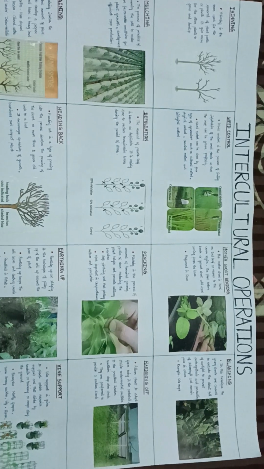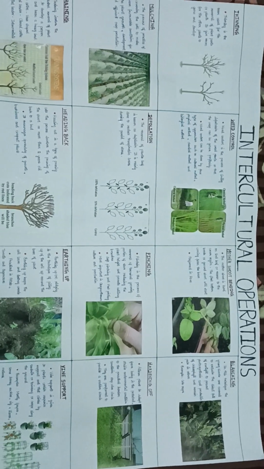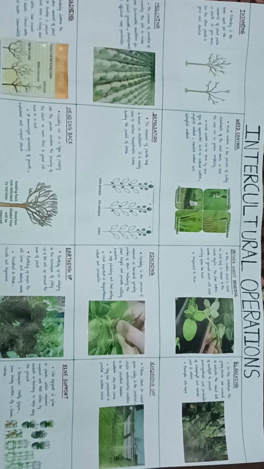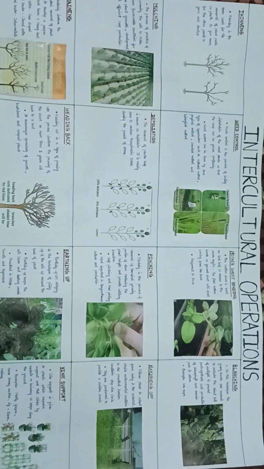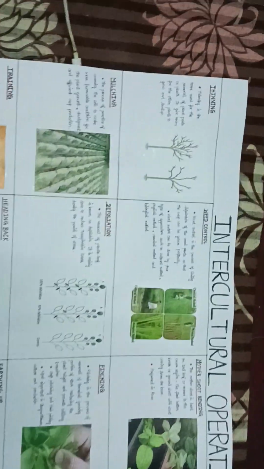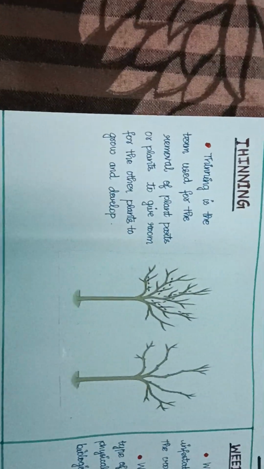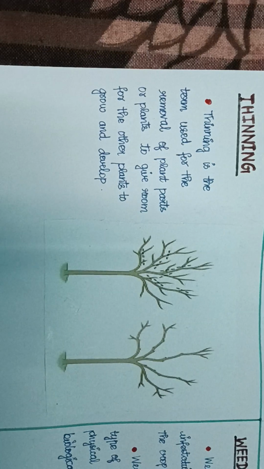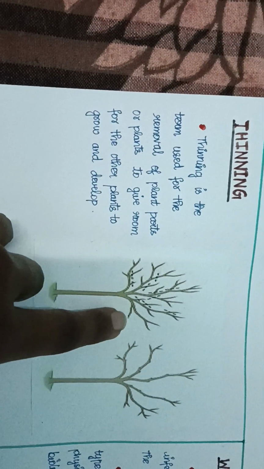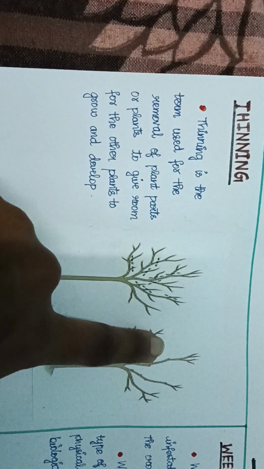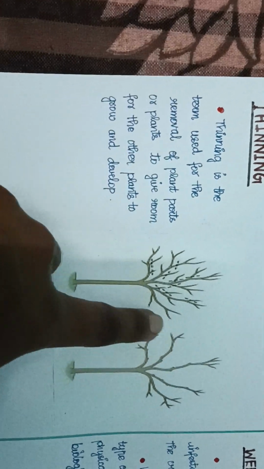Now the topic under discussion is intercultural operations. Now I'll explain briefly about a few intercultural operations with their examples. Moving on to the first example and first procedure, let me explain thinning. Thinning is the term used to remove the excessive plant parts to give the proper shape and area for them to develop.